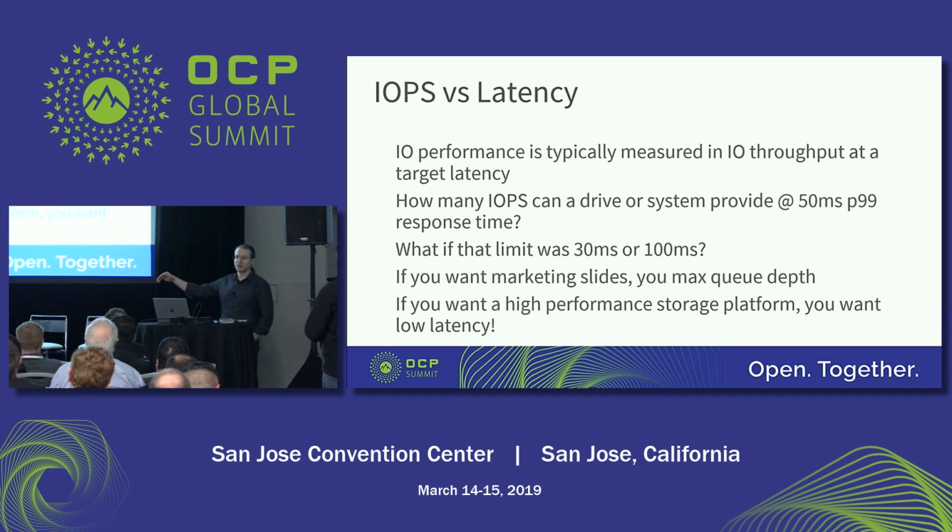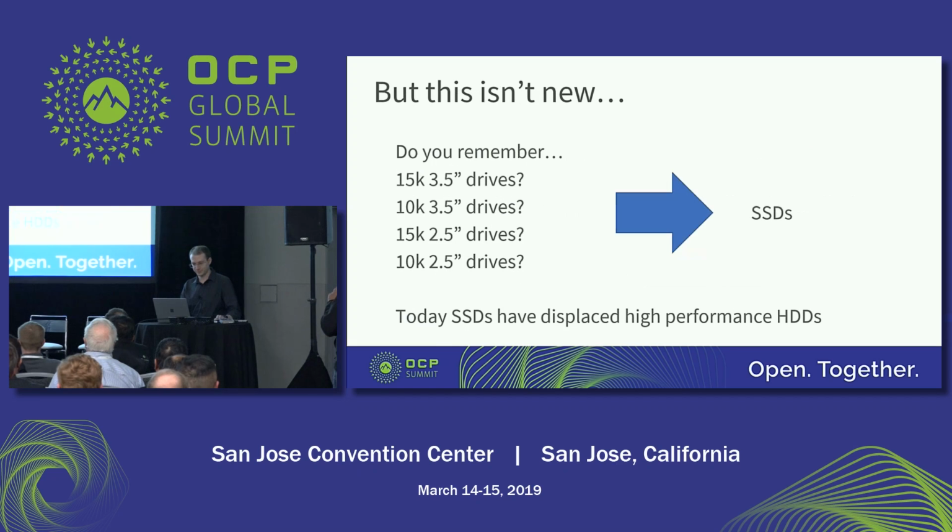You can make that queue depth 128, and you're going to get a lot of IOPS, but you're not going to have very consistent performance. Your latency distribution is going to be really wide, and you're not really going to have the solution you want. So if you want a high-performance system, you want to manage your latency, and you want to ensure that it's low enough that your customers are happy, high enough that you actually get good throughput from the drives.